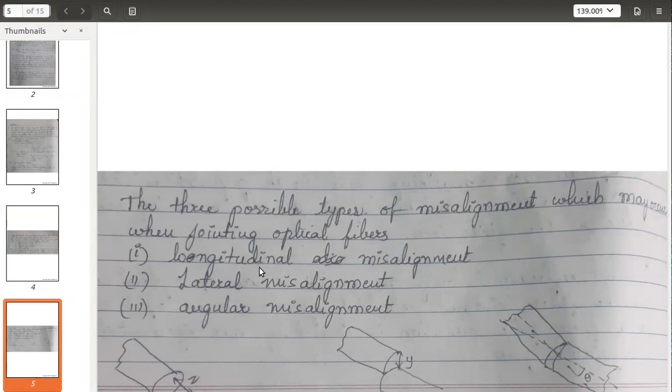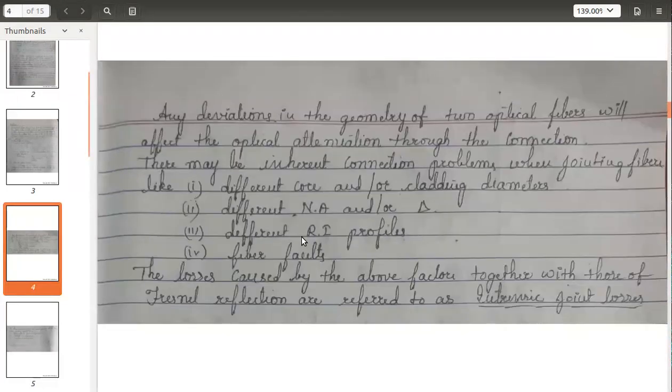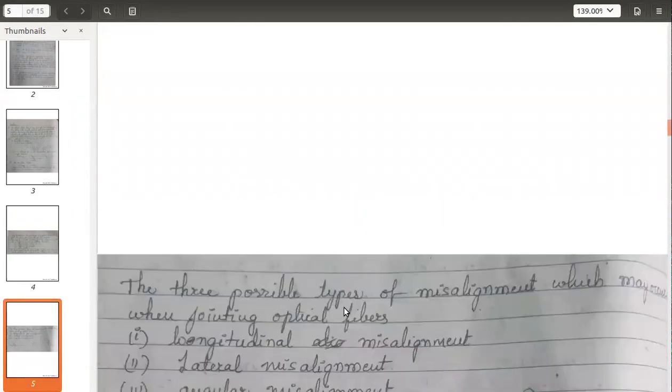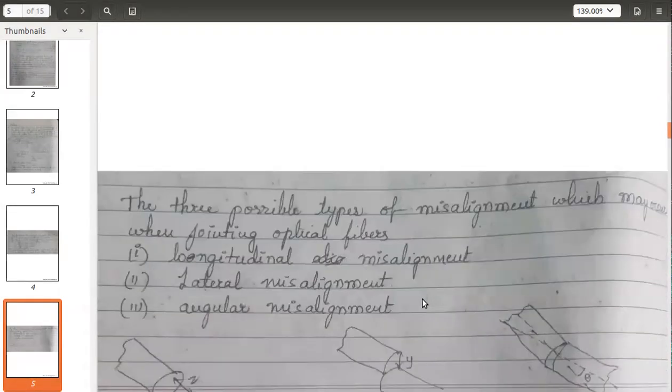If the question is to explain the different intrinsic joint losses, it means you have to explain these four things. That is the upcoming slide. Instead of asking for the different misalignments, the question may be to explain the different extrinsic joint losses. It means those three: longitudinal, lateral, and angular. The question cannot come directly, it may come indirectly as intrinsic and extrinsic. You should be knowing about it.